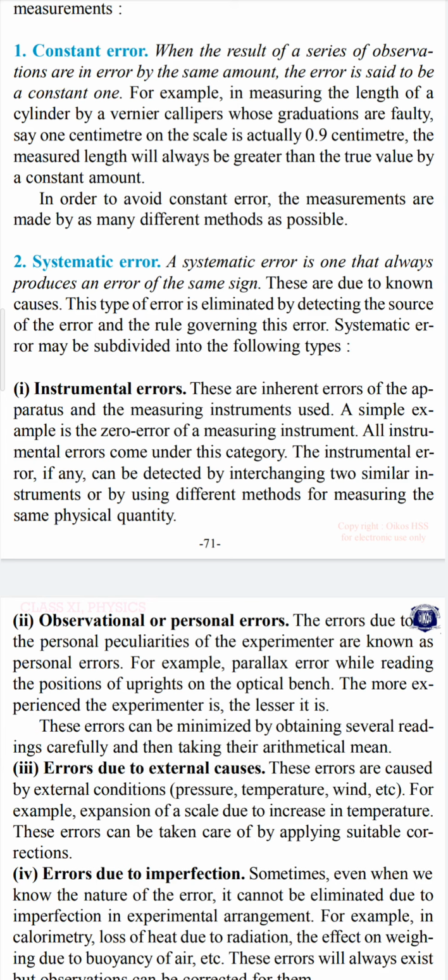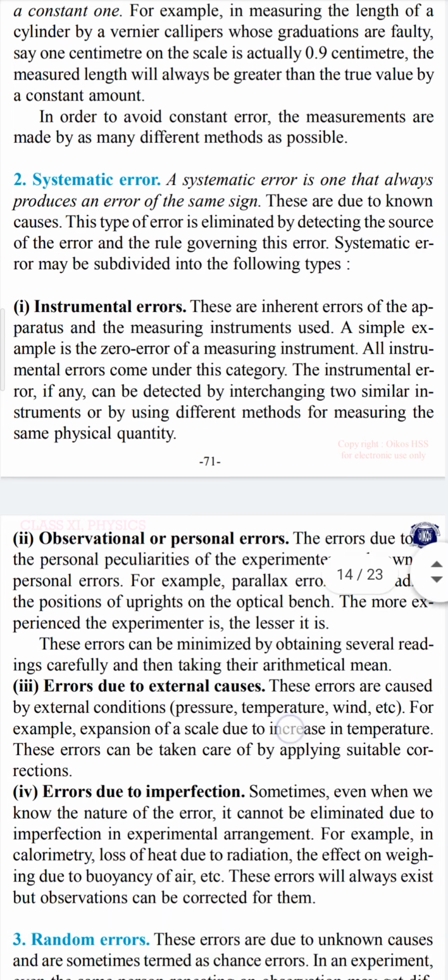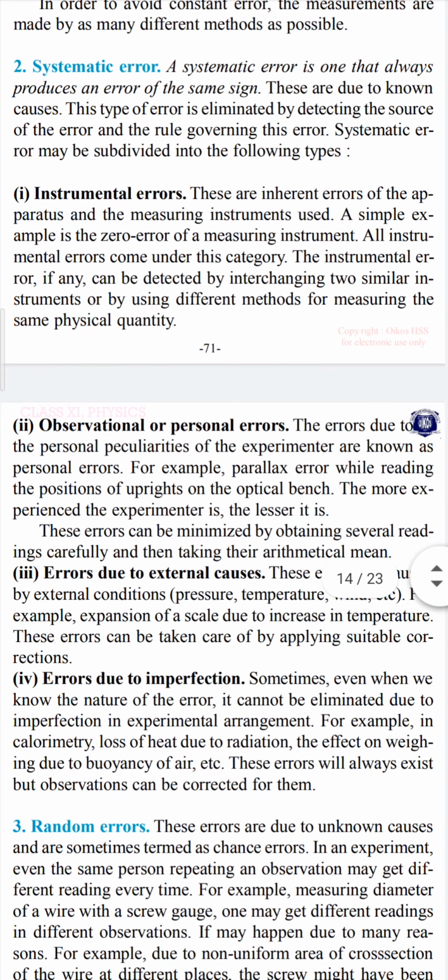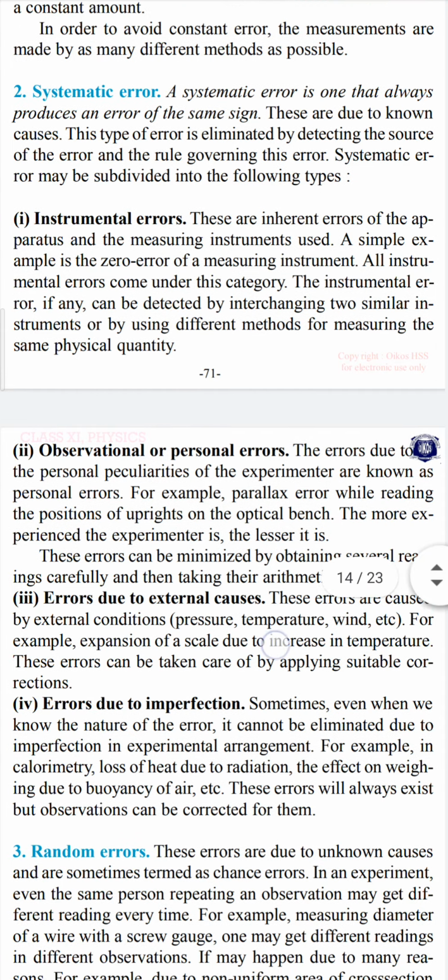2. Systematic error. A systematic error is one that always produces an error of the same sign. These are due to known causes. This type of error is eliminated by detecting the source of the error and the rule governing this error. Systematic error may be subdivided into the following types. 1. Instrumental errors. These are inherent errors of the apparatus and the measuring instruments used. A simple example is the zero error of a measuring instrument. All instrumental errors come under this category. The instrumental error, if any, can be detected by interchanging two similar instruments or by using different methods for measuring the same physical quantity.